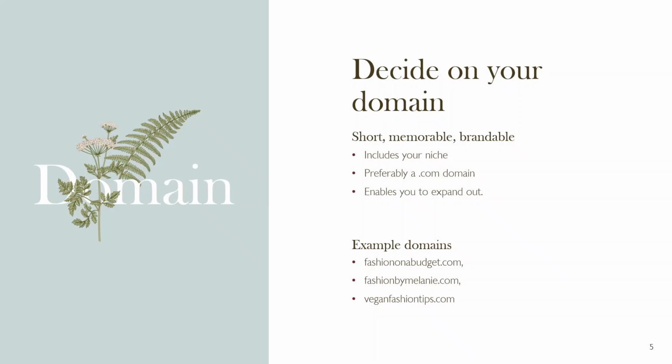So I've put some example domains at the bottom here. They're unlikely to be available at the time of recording, so if you try to register one, you might not be able to get it, but it's just giving you an idea of domains you could register and how you pull your niche into them. So we've got fashiononabudget.com, fashionbymelanie.com, of course that could be your name.com if you want to put yourself front and center of your site, or veganfashiontips.com. That's just another example of these kinds of things.